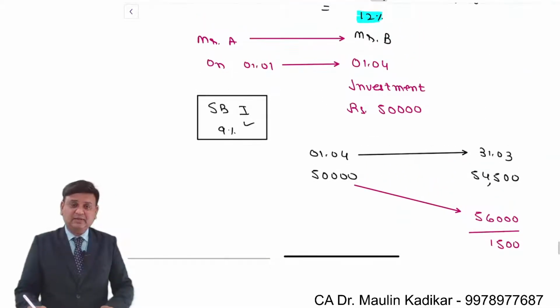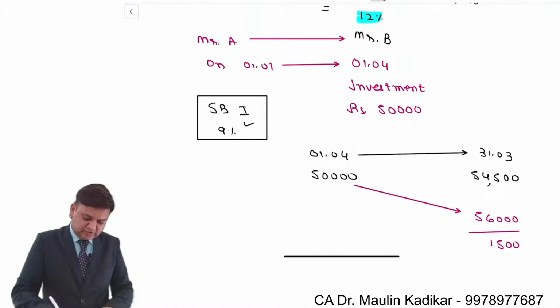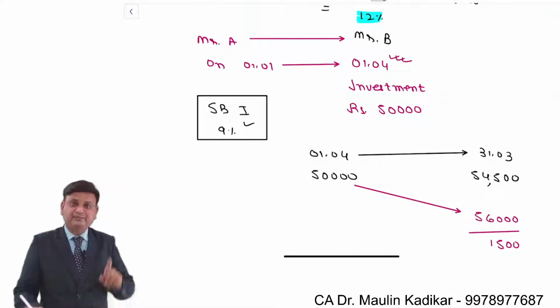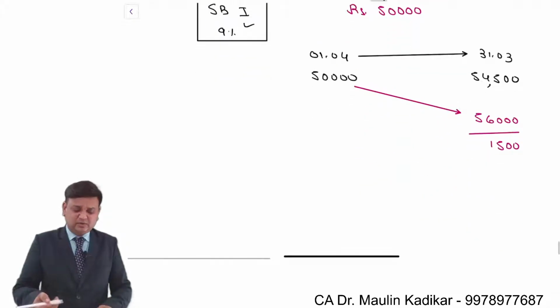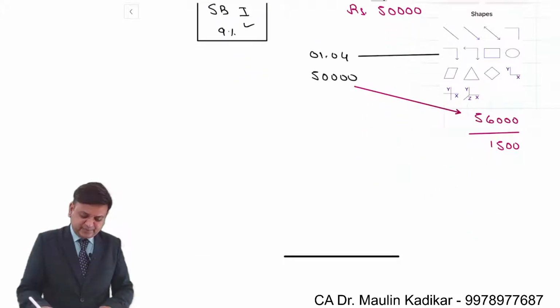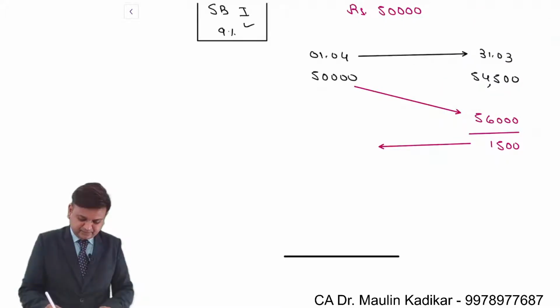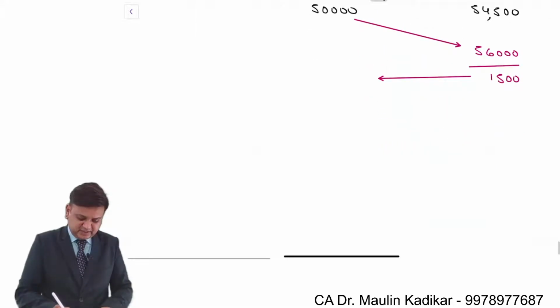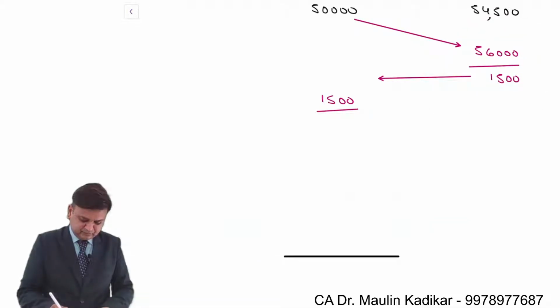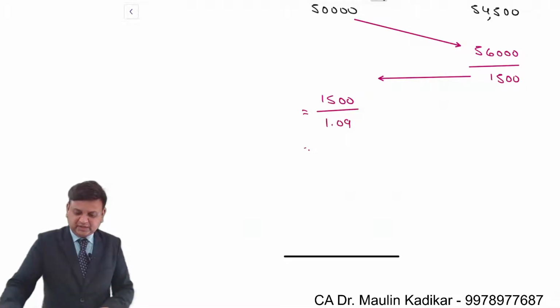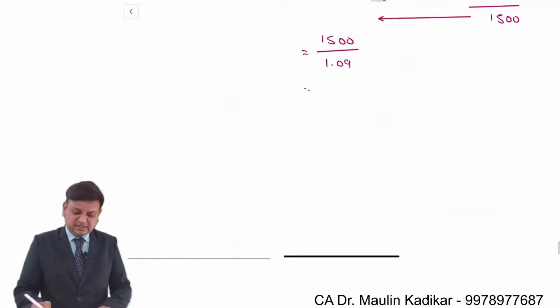So what will happen? Listen carefully. On 1st of April itself, Mr. B will compensate Mr. A. How much amount? Present value of rupees 1,500. Present value of the 1,500 is 1,500 divided by 1.09. That is the current rate of interest. So 1,500 divided by 1.09, so it comes to 1376.15.